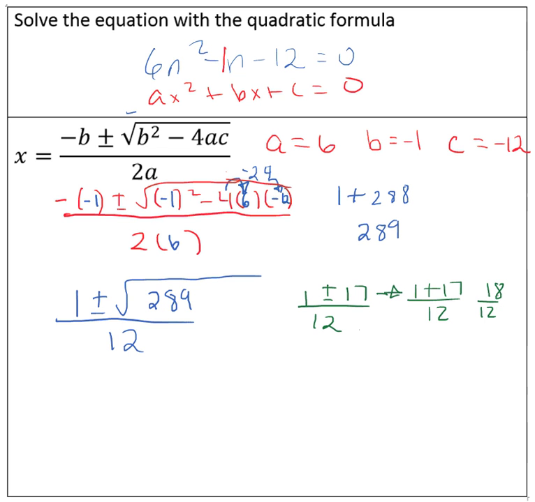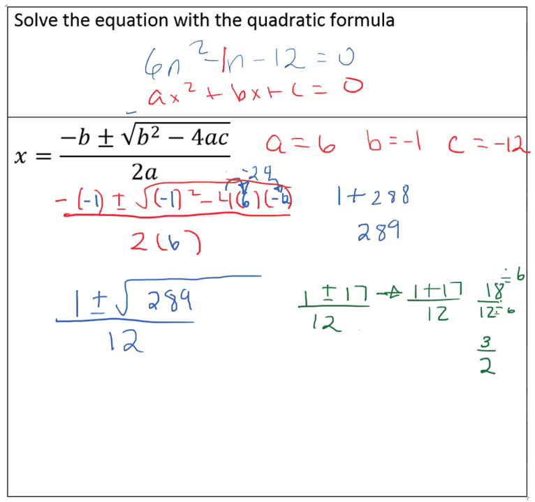We divide both of these by 6. Both of those are divisible by 6. Okay, so 18 divided by 6 is 3. 12 divided by 6 is 2. So my first root is 3/2.